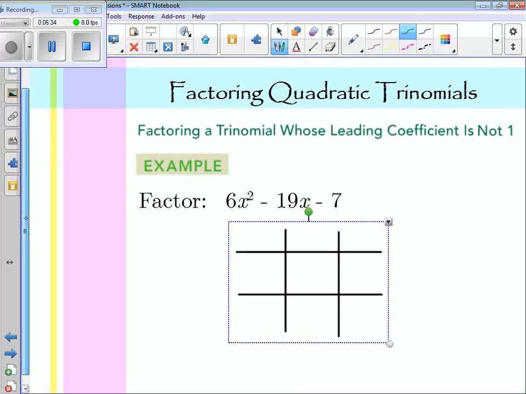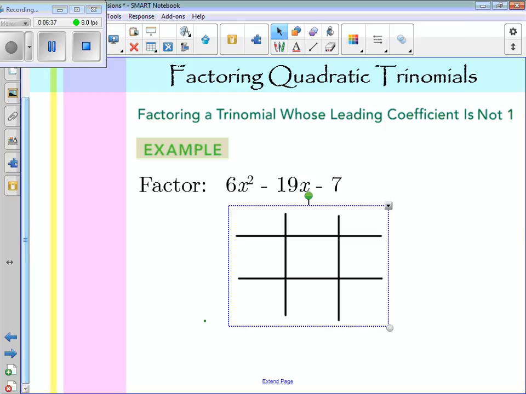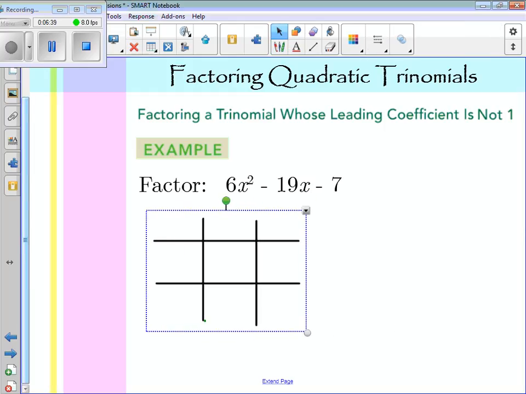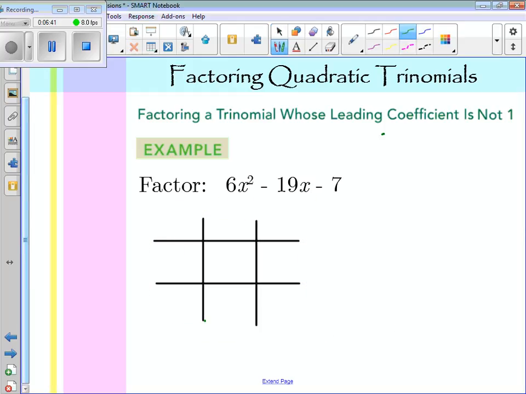So I'm just going to run through a problem again. Try to make this a little quicker. You do first term times the last term. And so what two numbers multiply to negative 42 that add up to negative 19? It just so happens to be negative 21 and 2. So we put negative 21 and 2.